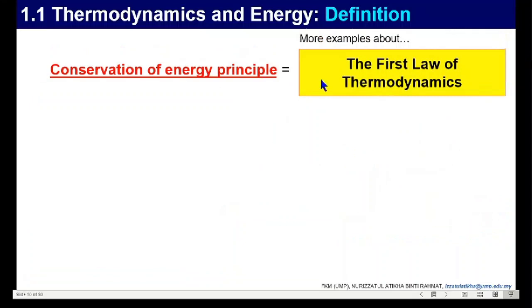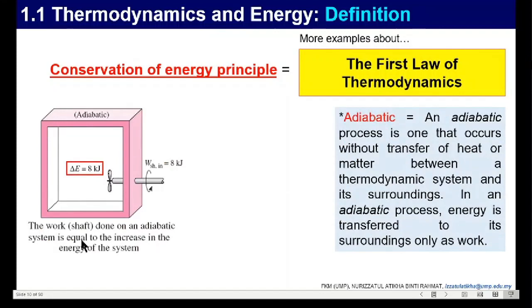Now let's see more examples of the first law of thermodynamics. We have shaft work done on an adiabatic system, which is equal to the increase in the energy of the system. Here you can see it is the same. What is adiabatic? Later you will learn more about the types of system. Here they use an adiabatic system. An adiabatic process is one that occurs without transfer of heat or matter between a thermodynamic system and its surroundings. In an adiabatic process, energy is transferred to its surroundings only as work.